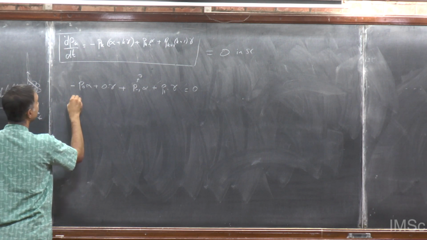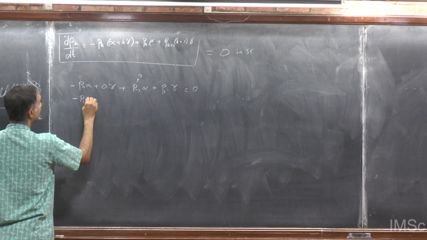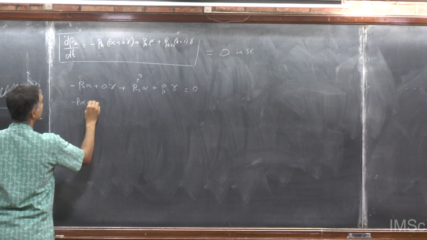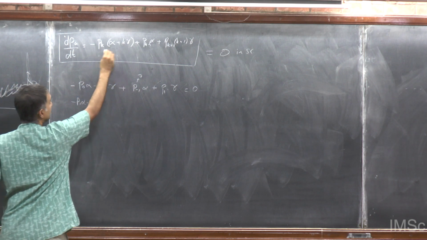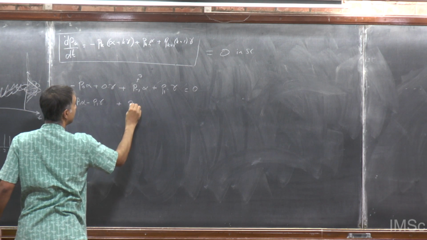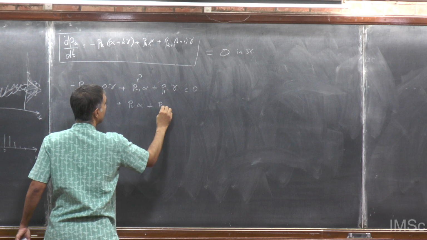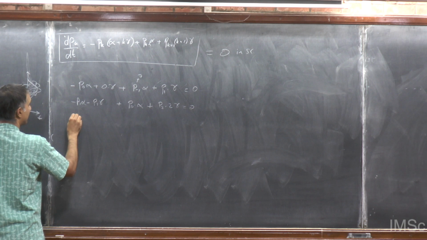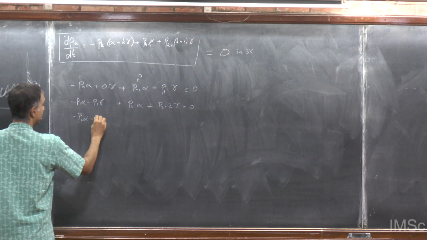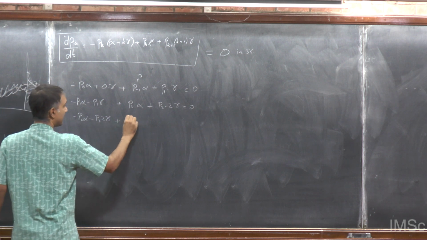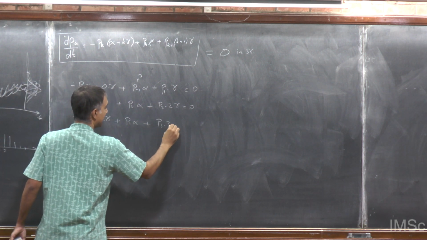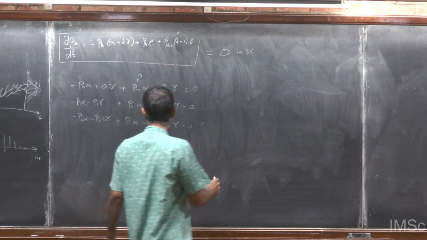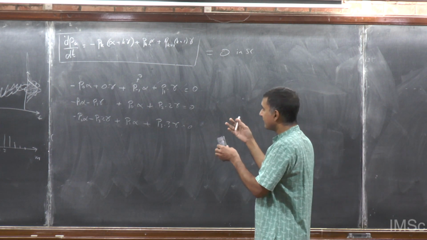Okay. And then we get minus p1 times alpha, minus p1 times gamma, that's these two, plus p0 times alpha, plus p2 times 2 times gamma is equal to 0. And we'll just do one more step before we close. Minus p2 alpha, minus p2 times 2 times gamma, plus p1 alpha, plus p3 times 3 times gamma is equal to 0. Okay. So we're now going to start trying to work this out.